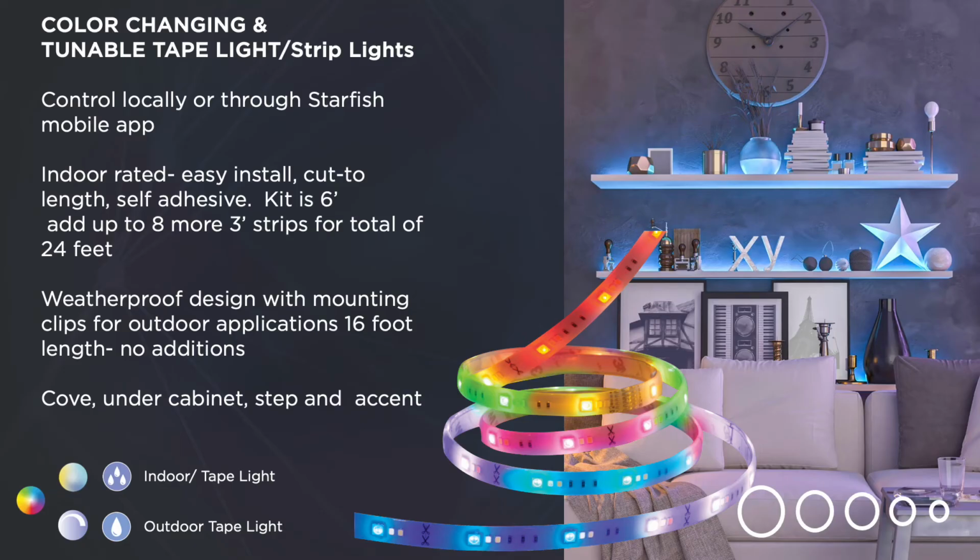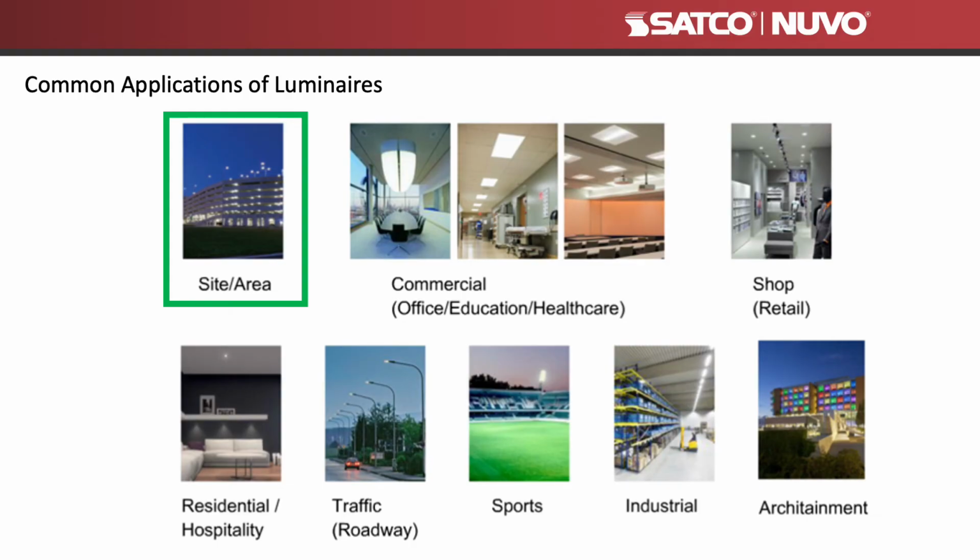For color changing and tunable light, our Starfish tape light is suitable for indoor and outdoor locations. It looks perfect for coves, under cabinet, step, and accent lighting. Site, area, and outdoor lighting is common to many applications. We'll take this section up now.